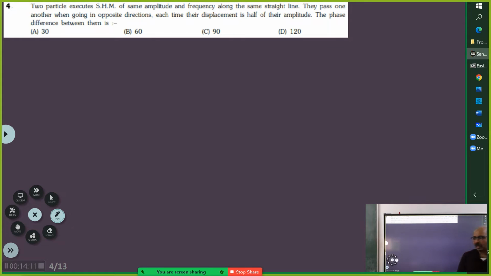The phasor technique you can again use. If you are comfortable with the mathematical model, you can do it. It's up to you.